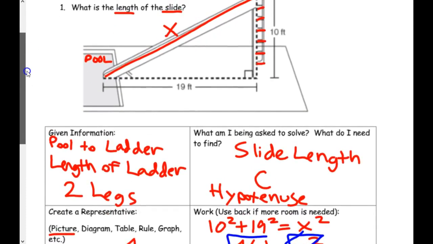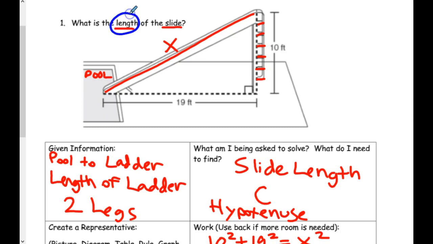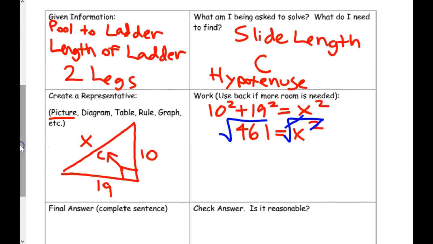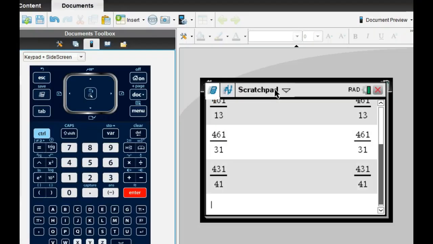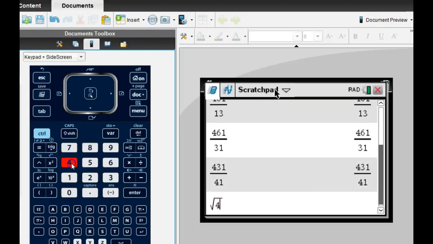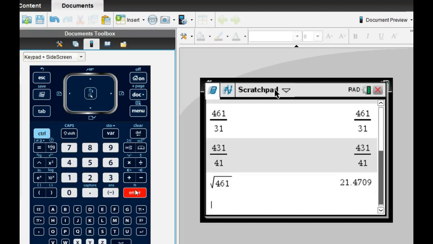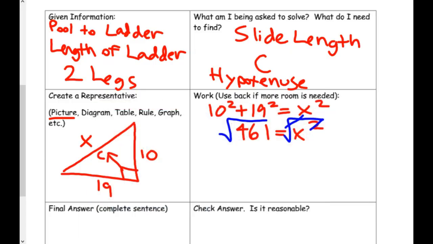Now, since we're talking about length of a slide, anytime we're doing word problems, whenever you measure something, you never measure in actual square roots. That's not a measurement. So in this situation, with an actual word problem, we're going to allow the decimal format. So we're going to do square root of 461, and we're going to round to 2 decimal places. So 21.47. The 1 after the 7 does not round it up.